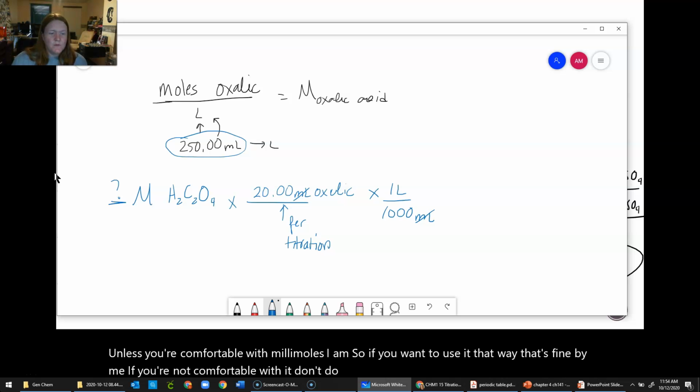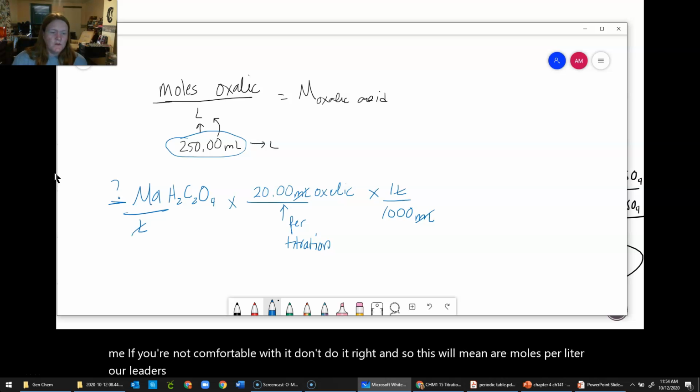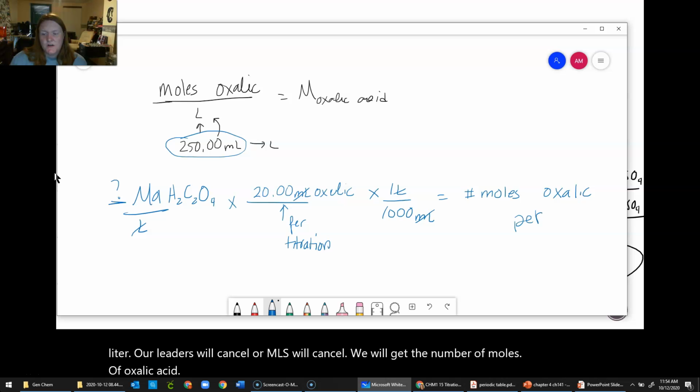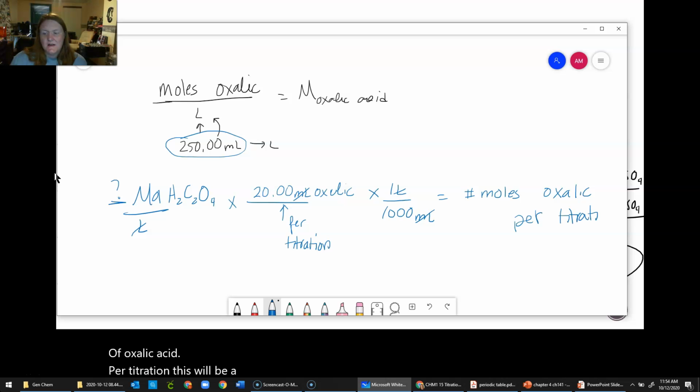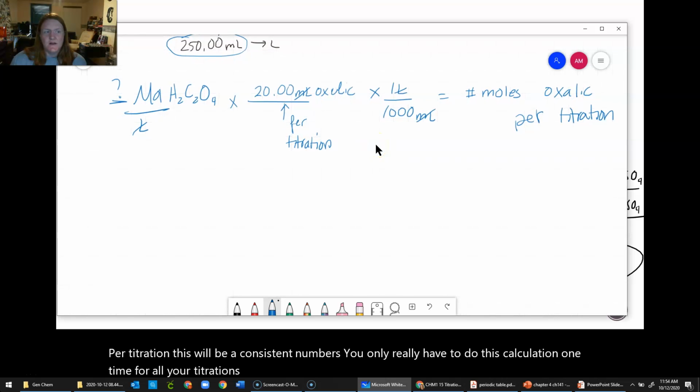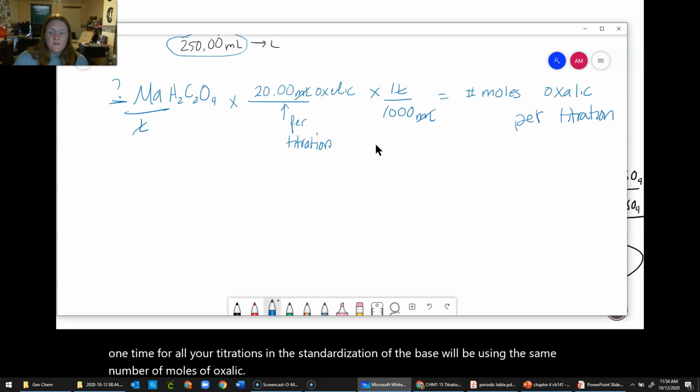All right, and so this will mean our moles per liter, our liters will cancel, our milliliters will cancel. We will get the number of moles of oxalic acid per titration. This will be a consistent number, so you only really have to do this calculation one time. Okay, for all your titrations in the standardization of the base, we'll be using the same number of moles of oxalic. So then the next part will differ.